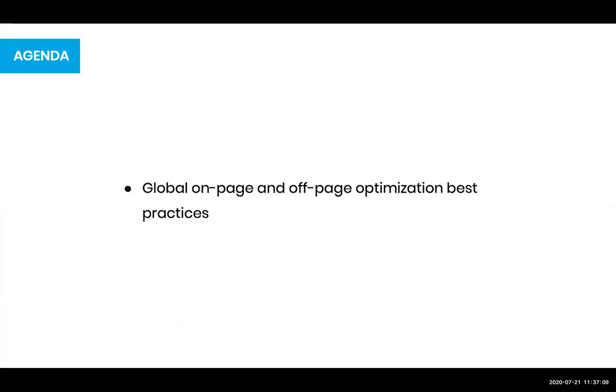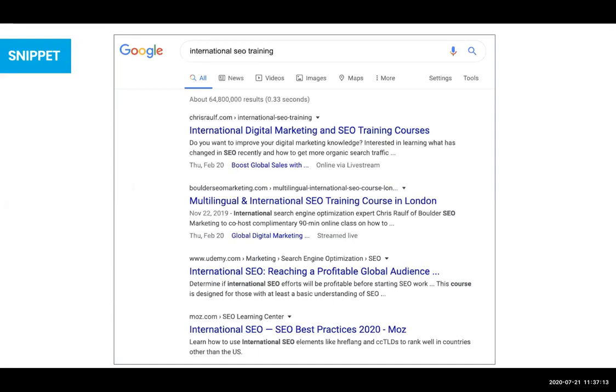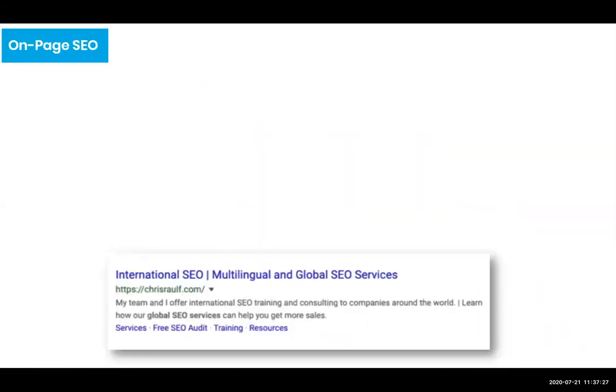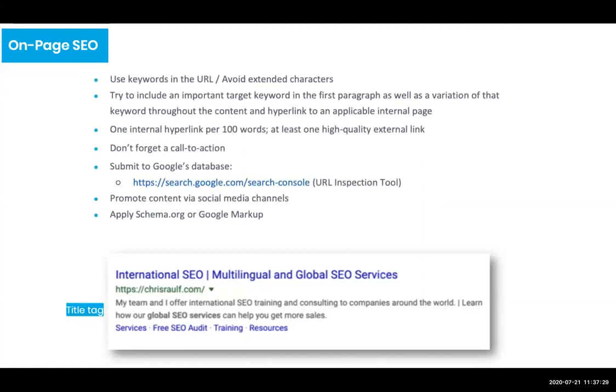All right. A few global on-page and off-page optimization best practices. I want to quickly introduce you to the term snippet. In relation to a search term, Google will show what is called a snippet. A snippet is made up of a title. We call it the title tag. They will show a URL. They will show a description tag and rich snippet content and side links.